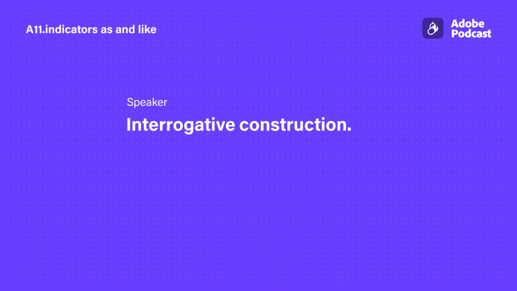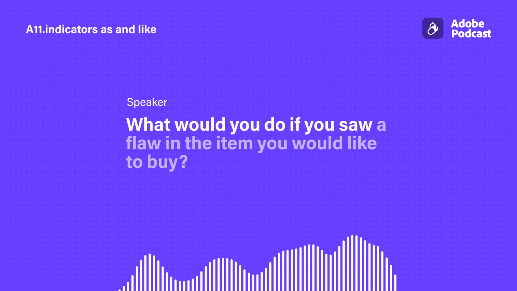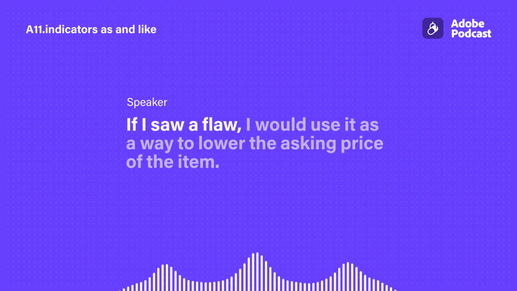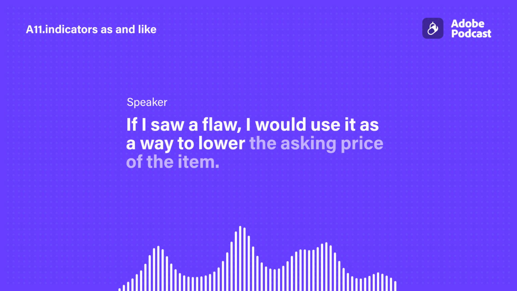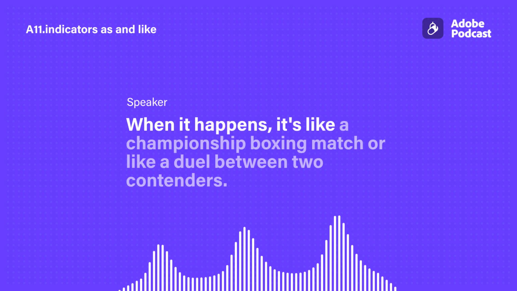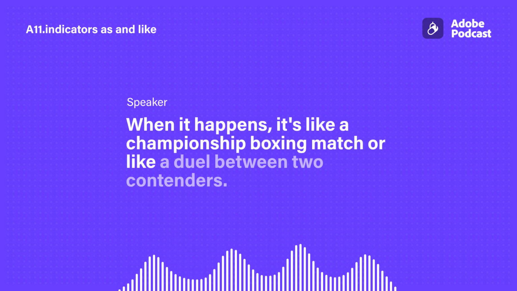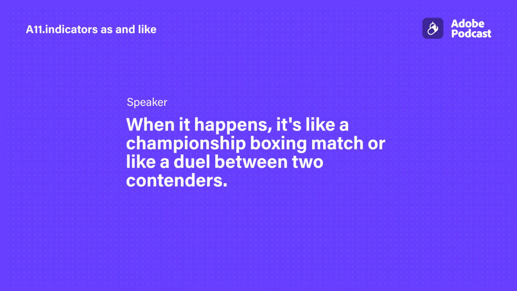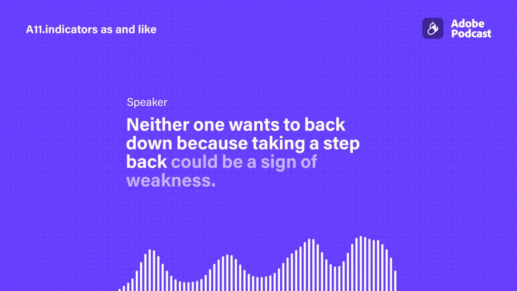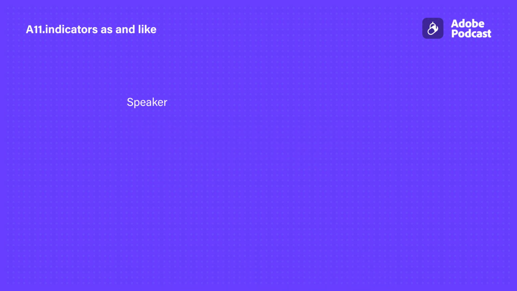Interrogative construction. General question. What would you do if you saw a flaw in the item you would like to buy? If I saw a flaw, I would use it as a way to lower the asking price of the item. When it happens, it's like a championship boxing match or like a duel between two contenders. Neither one wants to back down because taking a step back could be a sign of weakness.